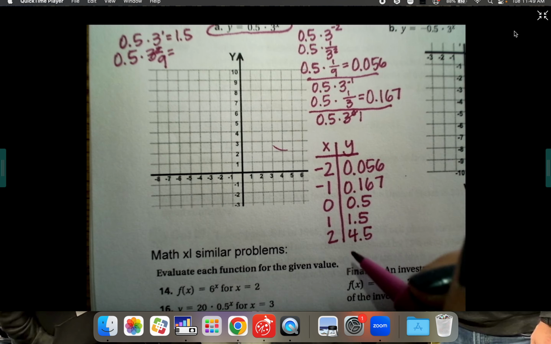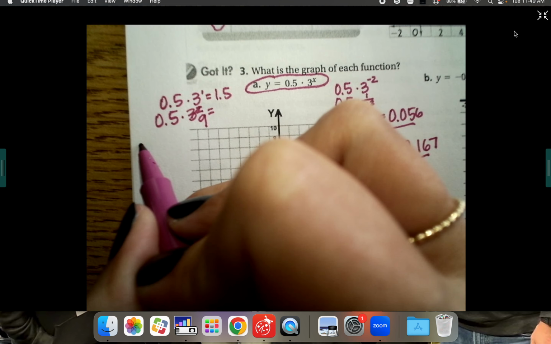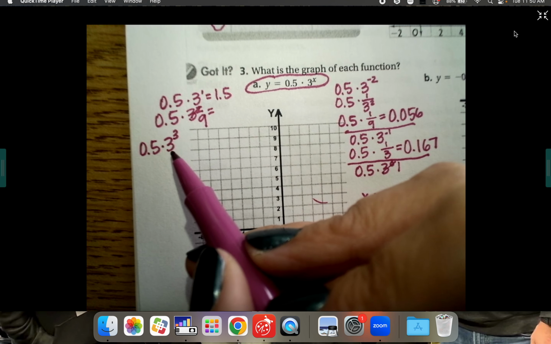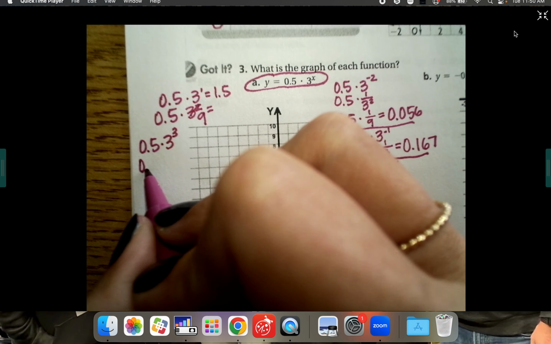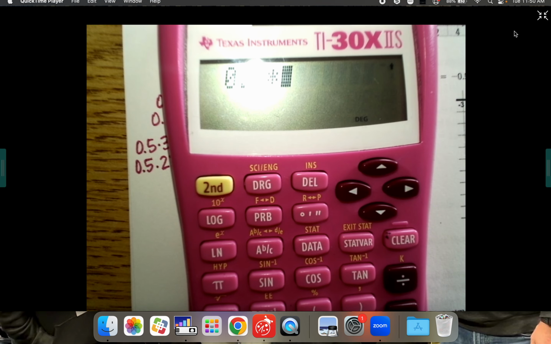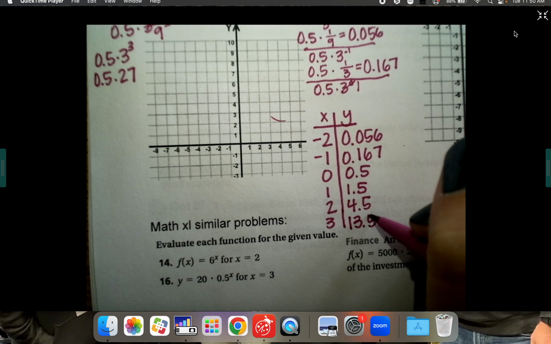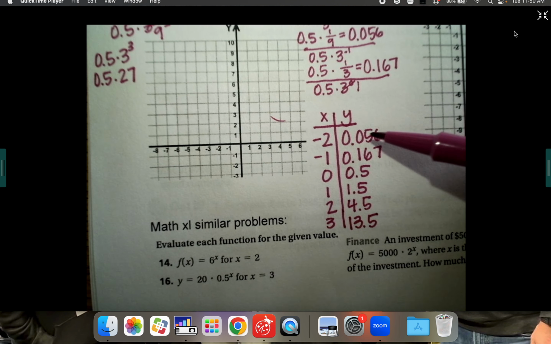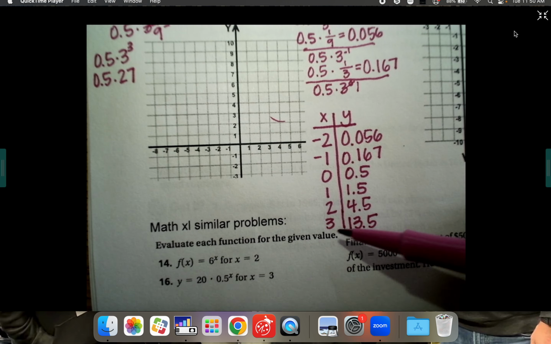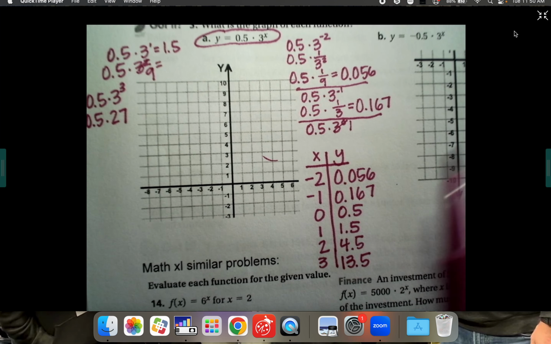In fact, I know we don't usually do one bigger, but I want to show you how quickly it's going to get really large. I'm going to plug in a 3. 0.5 times 3 to the 3. 3 to the third power is 3 times 3 times 3, which is 27. So if I plug in my calculator, 0.5 times 27, it is already 13.5. So look at what we've done in this pattern. We've gone from so tiny, it's less than 1/10, all the way up to 13.5 in just a few times of tripling. So let's go ahead and graph these.